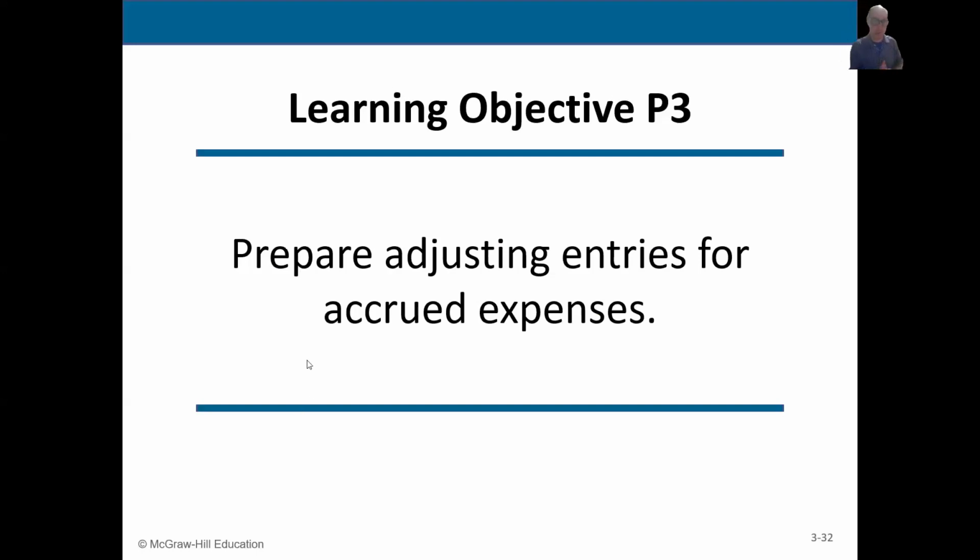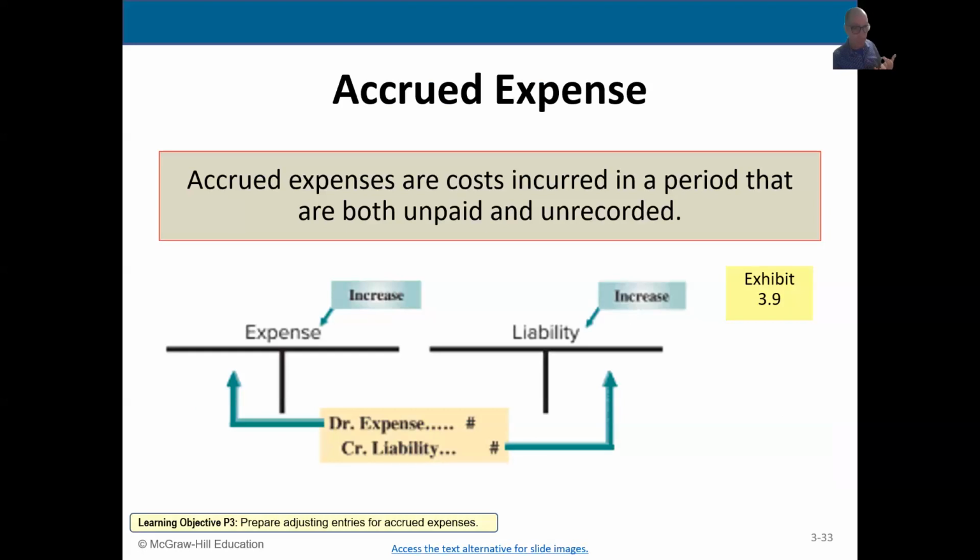What about accrued expenses? Remember, with accruals, it means that we're adding them up, right? So accrued expenses are costs incurred, added up during that period. They're both unpaid and unrecorded. Example is salaries. My employee works overtime. I accrue wage expense. It's unpaid and unrecorded. I don't record it until that 2 weeks has gone by.